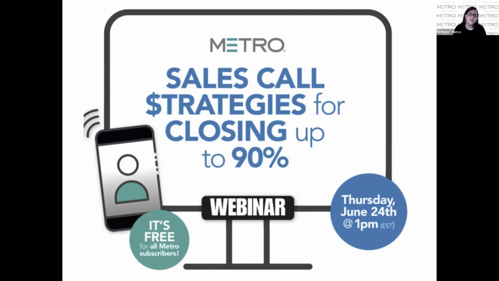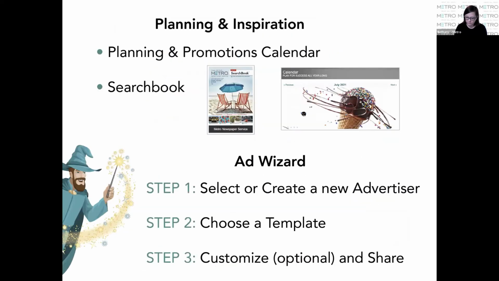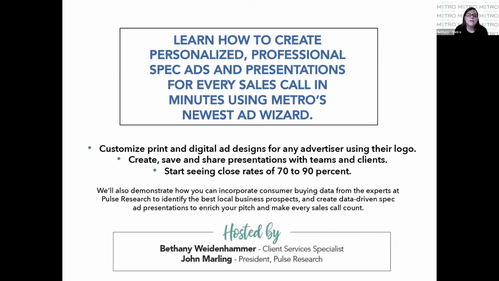And then after our tour of the wizard, Pulse President John Marling is going to give you a preview of the wizard's integration with Pulse Sales Tools. I have to change my slide here so you can see all this. They're working. There we go. So he's going to give you a preview of the wizard's integration with Pulse Sales Tools. And together, Wizard and Pulse create powerful presentations that combine Pulse's data and Metro's creative. And that combination has given our mutual clients an easy to use 1-2 punch that has resulted in close ratios as high as 90%.